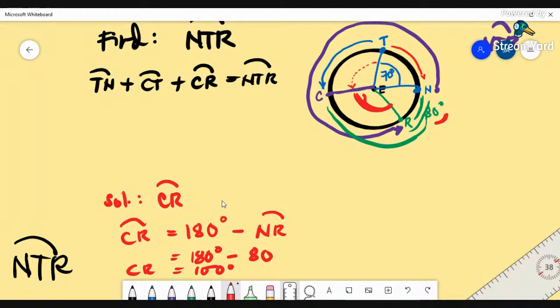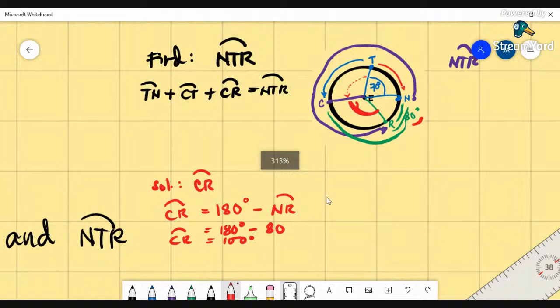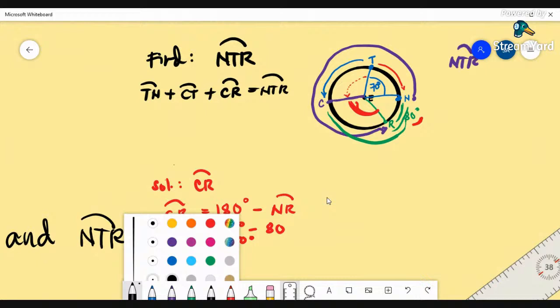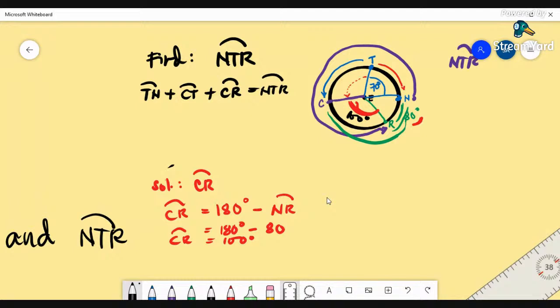Now, pwede na tayong tumuloy doon sa ating solution. Yung ating arc TN ay 70 degrees, plus yung ating arc CT, that is 110 degrees, yung na-measure natin kanina, plus yung ating 100 degrees. So that is equivalent to the measure of arc NTR. So let's add it all up. We have 70 plus 110 plus 100. So the measure now of arc NTR is equivalent to 280 degrees. Okay, that's how you measure missing measurements of the arcs or missing measurement of the central angle.